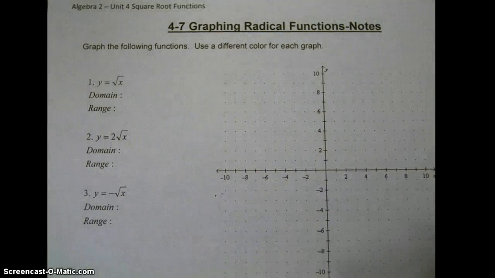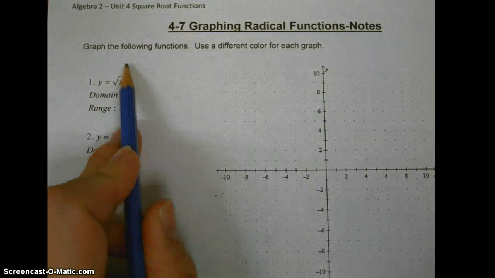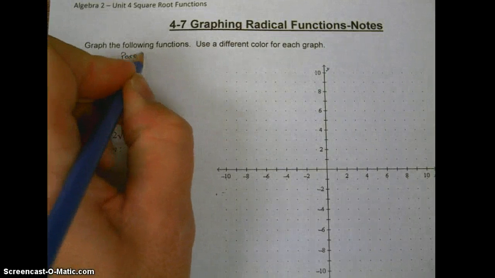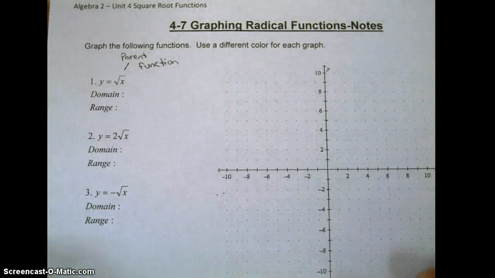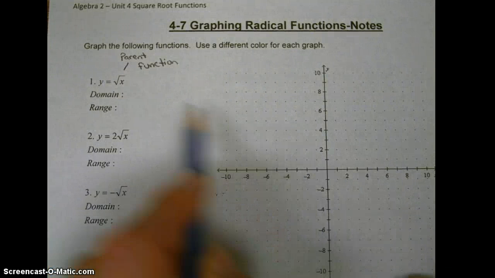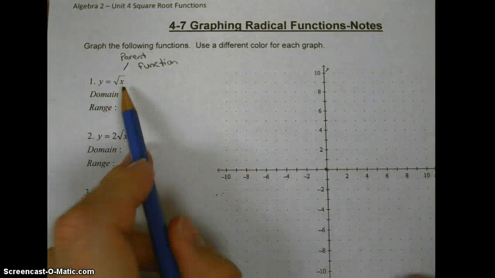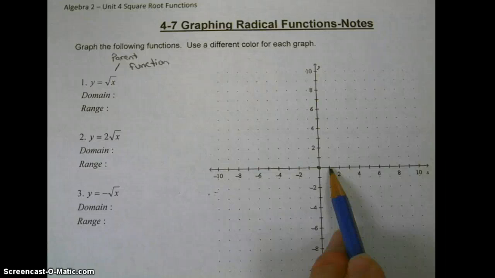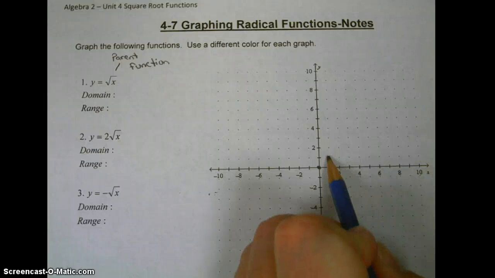Graphing radical functions notes. Starting off with y equals the square root of x. This is our parent function. Okay, so starting off graphing this, let's start with an input value of 0. Square root of 0 is 0. Okay, going down our input line, our next input value is 1. The square root of 1 is 1. So when we input 1, we get 1 out.